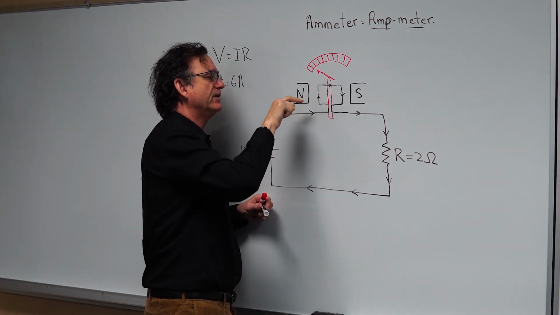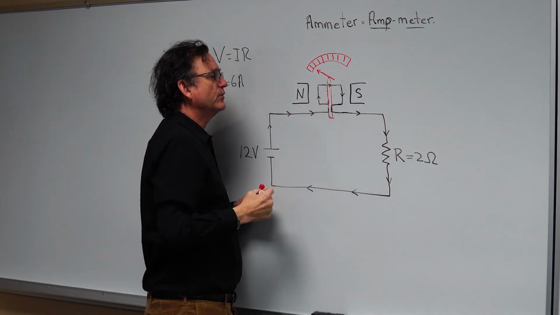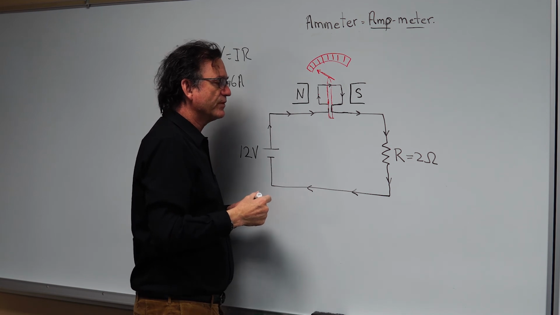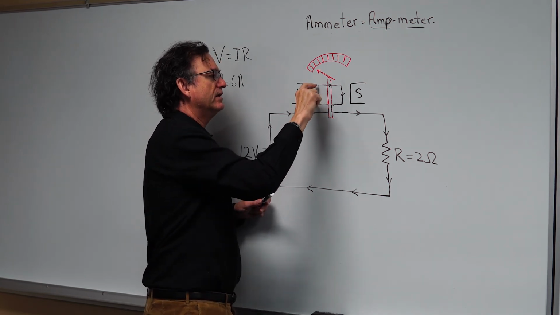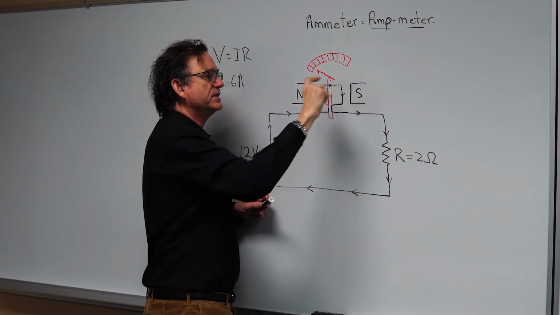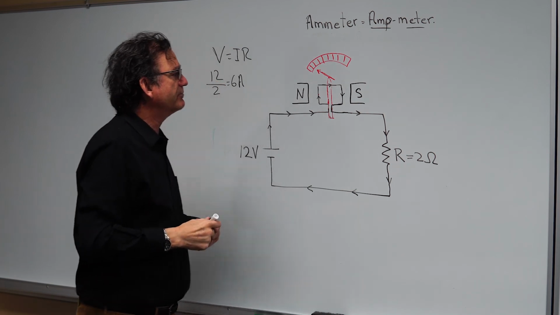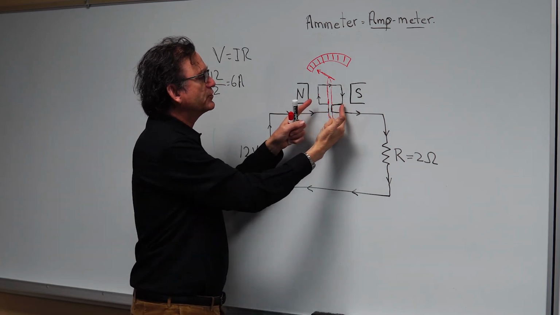The magnetic field is moving from north to south, so the direction of the force will be to push this leg of the loop into the board and to pull this leg of the loop out of the board. And that provides what's called torque. And that torque will cause this whole loop to rotate.